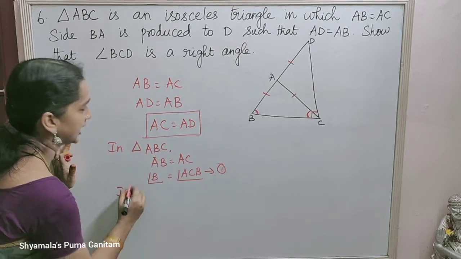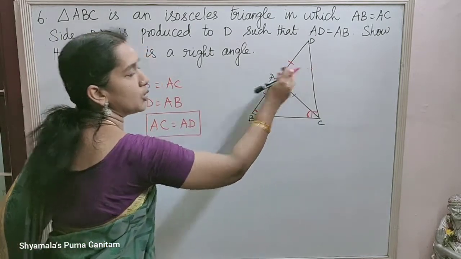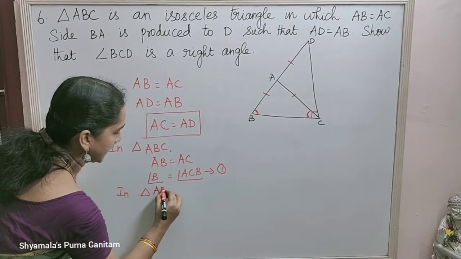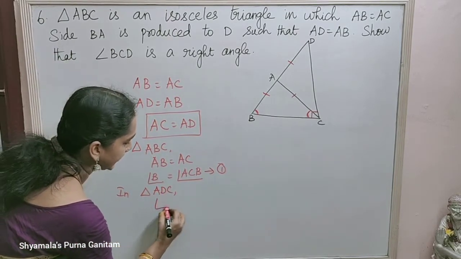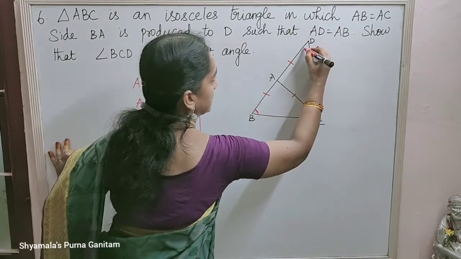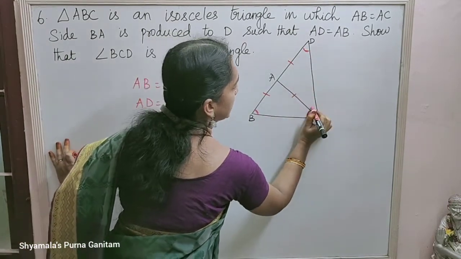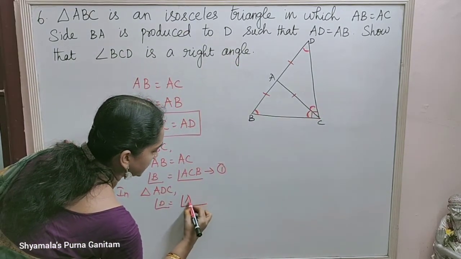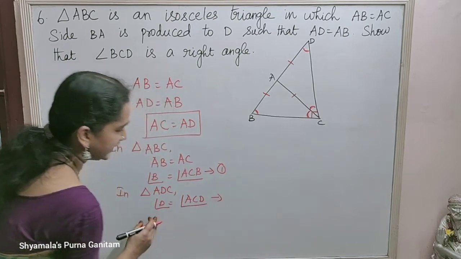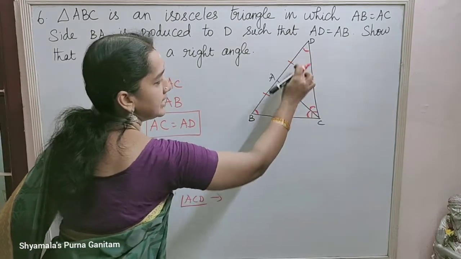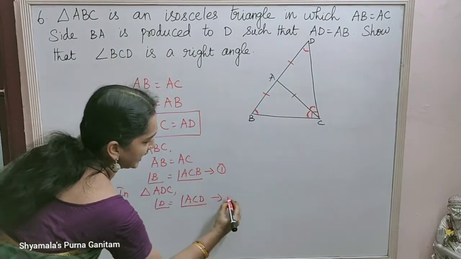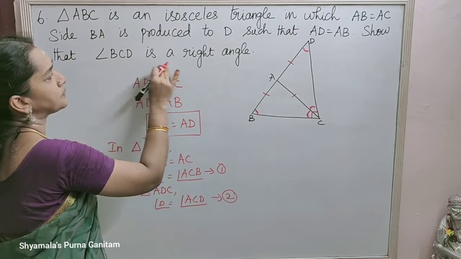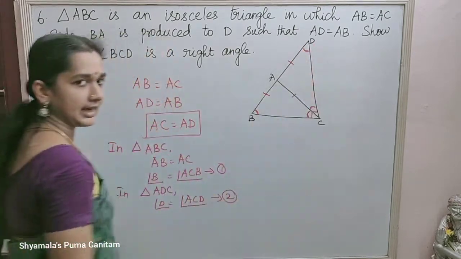Now, as we proved, we are getting one more isosceles triangle here, that is ADC. So in triangle ADC, angle D is equal to angle ACD, the base angles. Now we are asked to prove that BCD, this full angle, is 90 degrees.